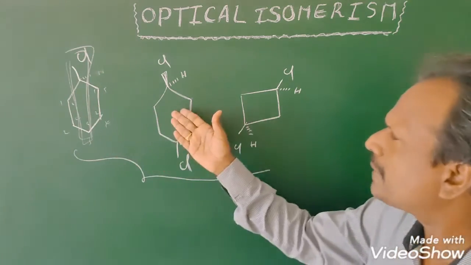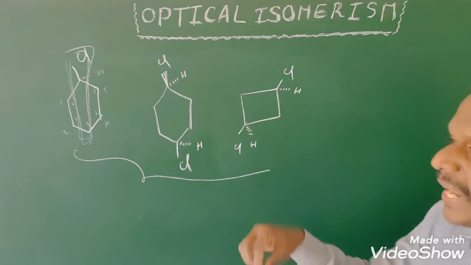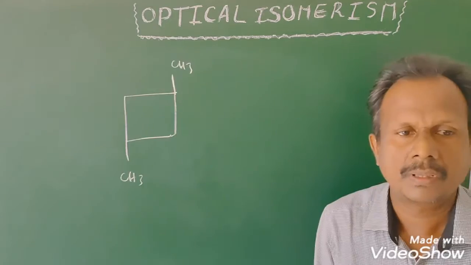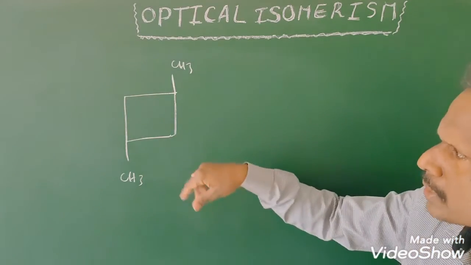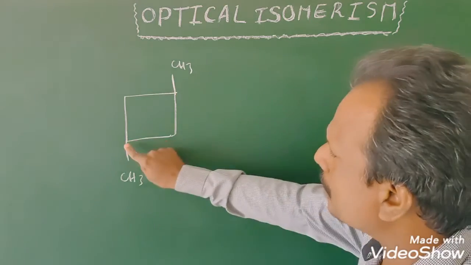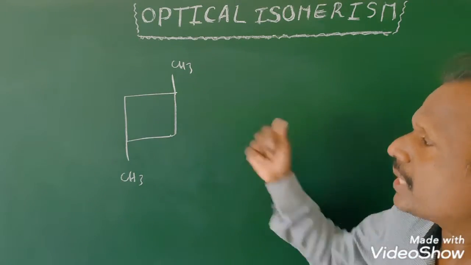All these molecules are optically inactive. They do not have the ability to rotate plane polarized light clockwise or anti-clockwise. This molecule does not contain a chiral carbon. It is not a chiral carbon. It is also not a chiral carbon. This molecule has a center of symmetry.